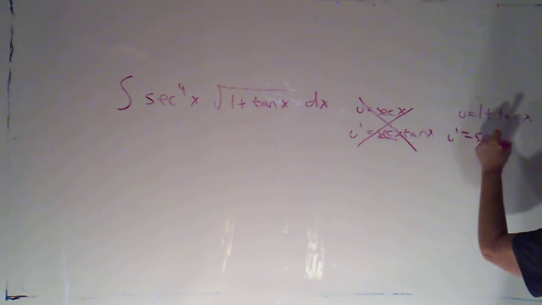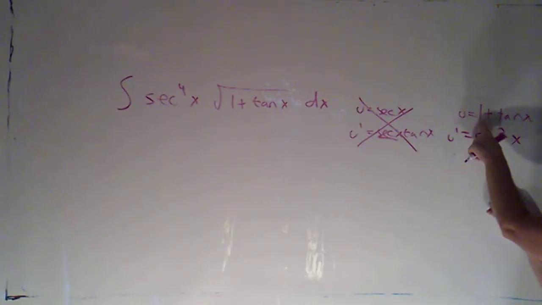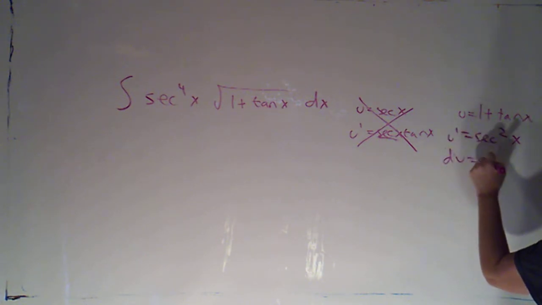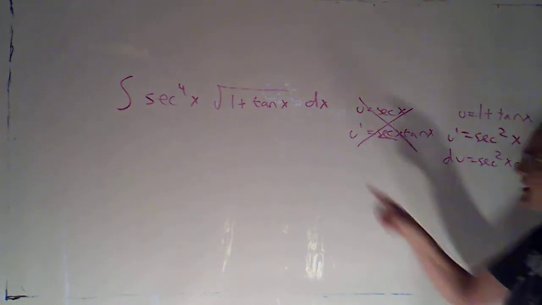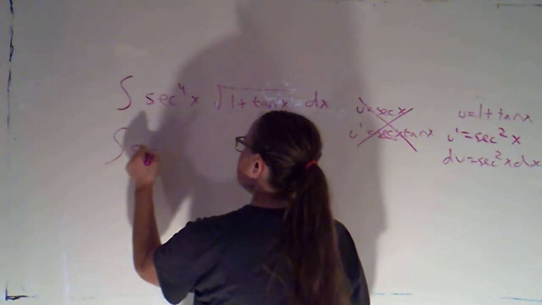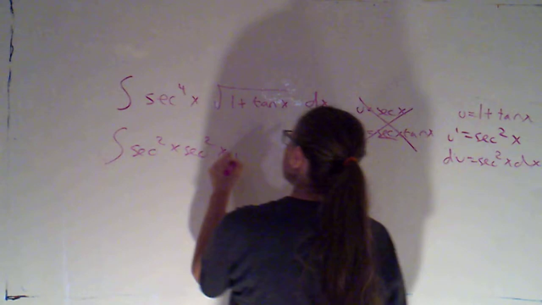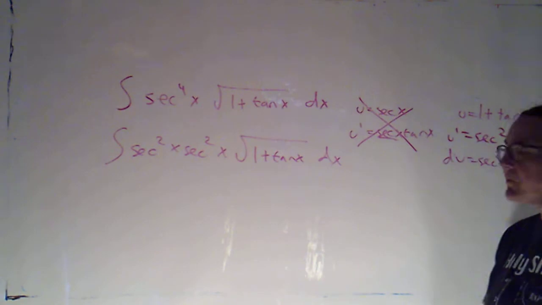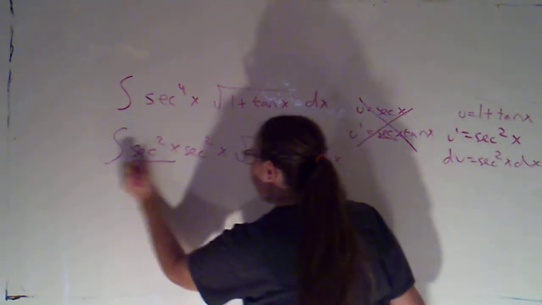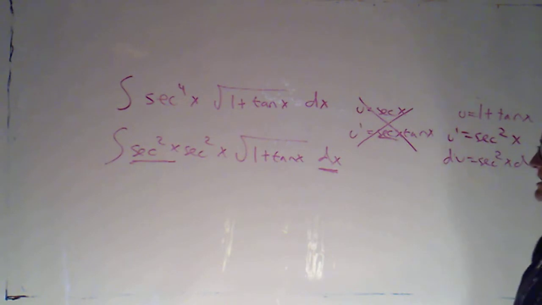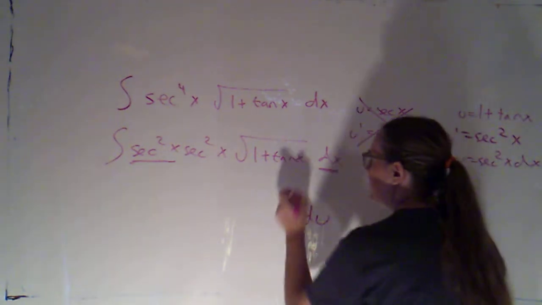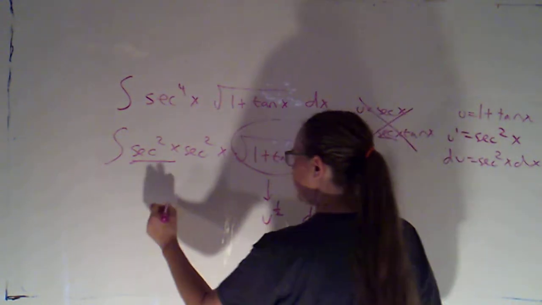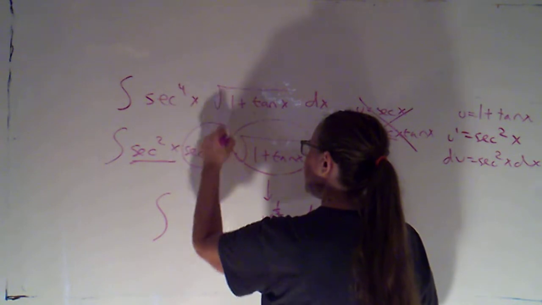But here u prime would be secant squared x, because of course the derivative of 1 is just 0, and I do have that. Okay, so du would be secant squared x dx. So let's try breaking this apart as secant squared x times secant squared x times root 1 plus tan x dx. Now with this u sub, I can say that and that are going to become my du. This is going to become the square root of u, or u to the 1/2. But I've got this extra piece right here.